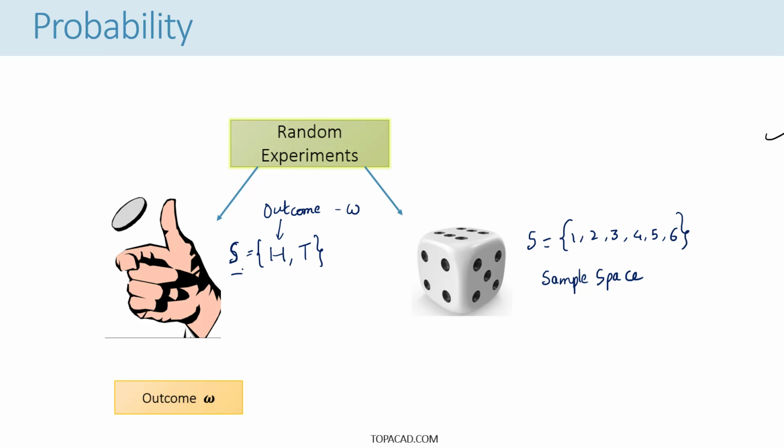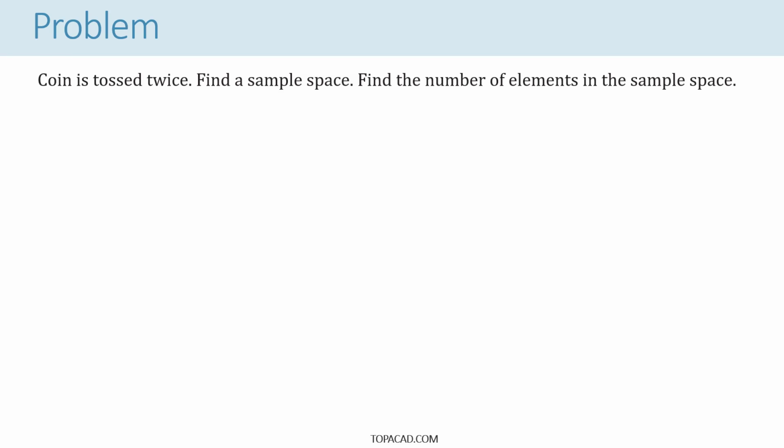So we've learned about random experiments, outcome and sample space. Sample space is very important in finding the probability of an event. So let's see how to find the sample space of an experiment. A coin is tossed twice. Find the sample space and find the number of elements in the sample space. So let's see how to do it.